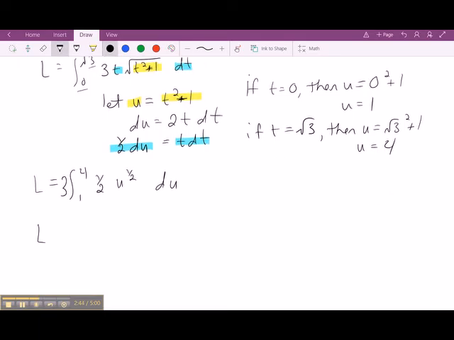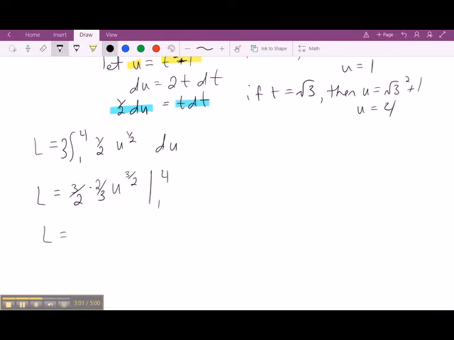So our constant then becomes 3 halves, and then if we integrate u to the 1 half, add 1 to your power, you get 3 halves with 2/3 in front, which is convenient. And we're going to integrate that from 1 to 4. So we have u to the 3 halves from 1 to 4. So we have 4 to the 3 halves minus 1 to the 3 halves.